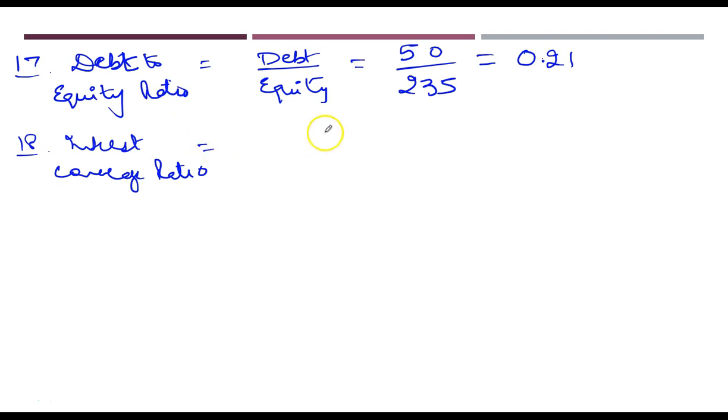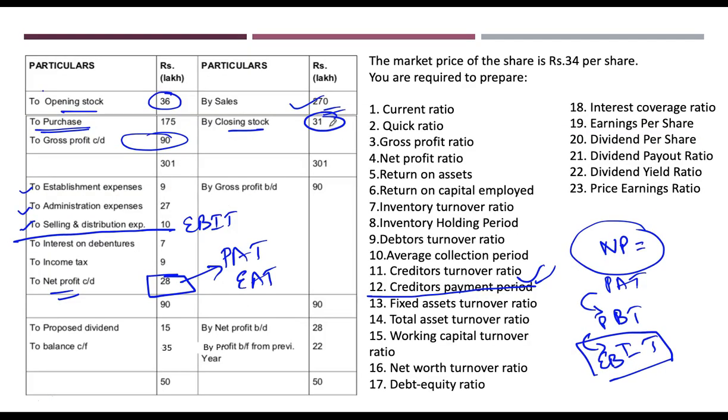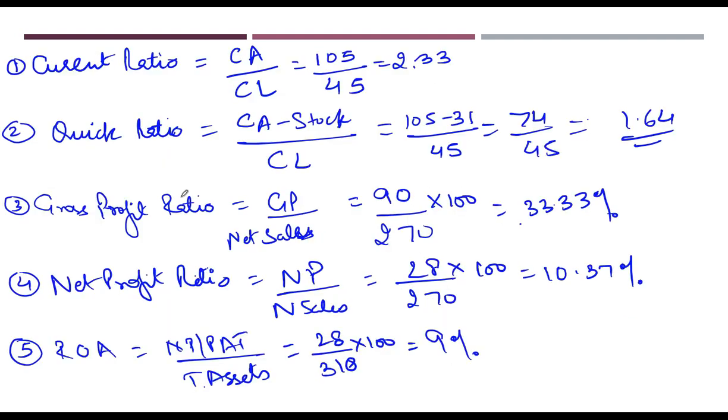Okay, now interest coverage ratio, we used to take earnings before interest and taxes divided by the interest. Okay, now what is the interest? We've already been given that the interest on debentures is 7. So this is interest. Now I had told you yesterday, in the previous recording, that earning before interest and tax can be calculated if you add income tax and interest to this profit after tax. Okay, so 28 plus 16, 44 is the earning before interest and tax.